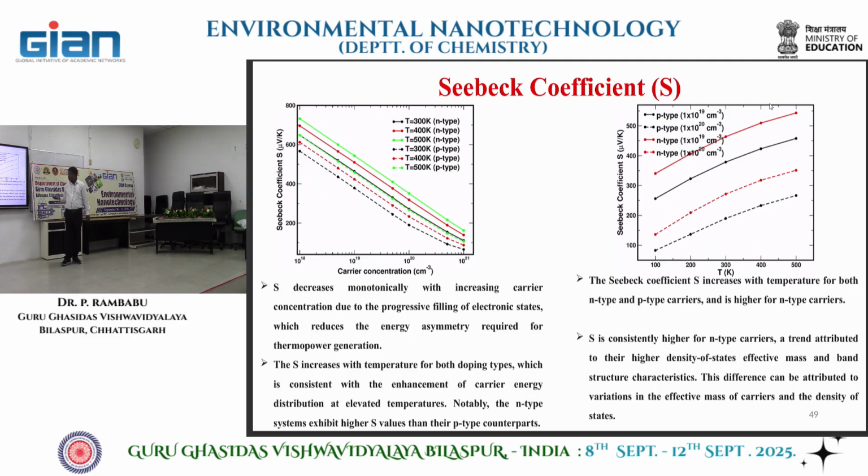Okay. And what is the reason for the higher S value? It may be due to the higher density of states, or due to the effective mass. Effective mass is coming from the band structure characteristics. Okay. If you have a flat band, you have heavy effective mass, heavy holes or heavy electrons. If you have parabolic, you have lower effective mass.